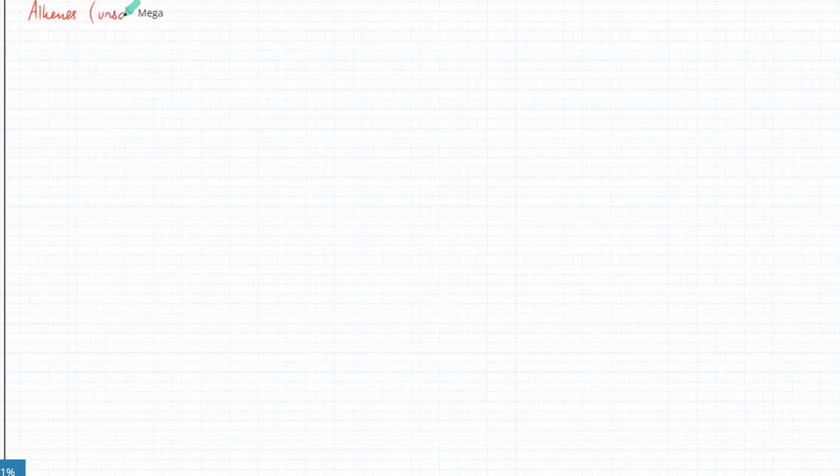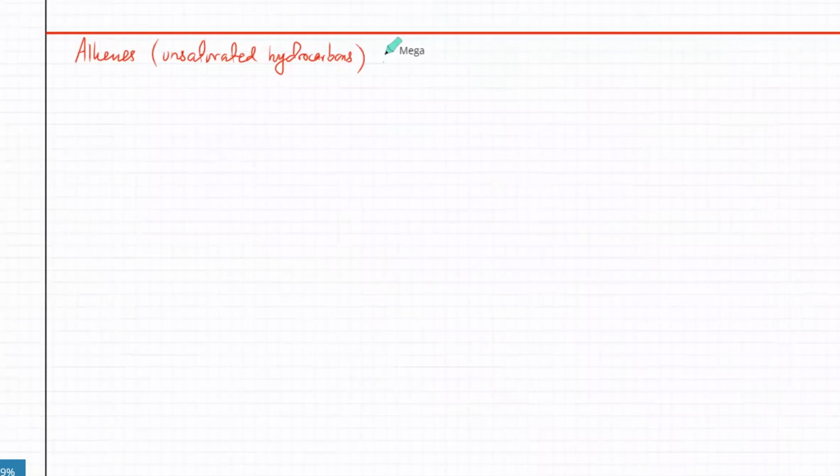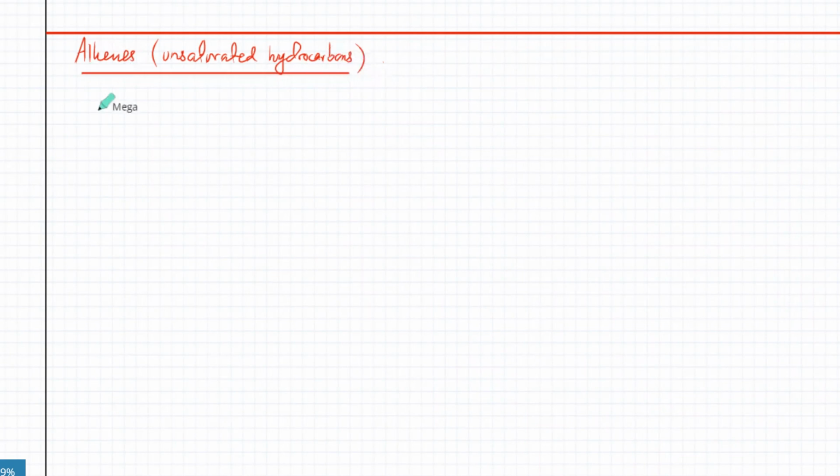So alkenes are your unsaturated hydrocarbons. Alkenes have a double bond. Basically, unsaturated hydrocarbon means that they've got a double bond somewhere.